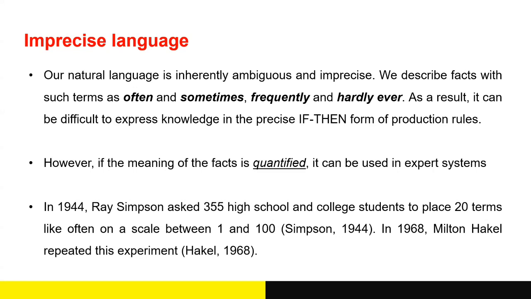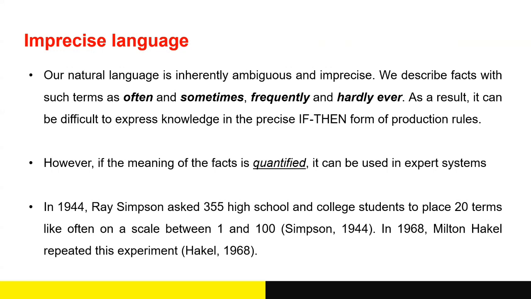Imprecise language. Our natural language is inherently ambiguous and imprecise. We describe facts with such terms as often and sometimes, frequently and hardly ever. As a result, it can be difficult to express knowledge in the precise if-then form of production rules. So ang mga words daw po na ginagamit po natin in our natural language can have multiple meanings or na-interpret po siya in different ways. For example po, yung word na often, para sa akin is meron siyang ibang meaning and then sa inyo po is meron po siyang ibang kahulugan. So this ambiguity can make it difficult to express knowledge in the precise if-then form of production rules.